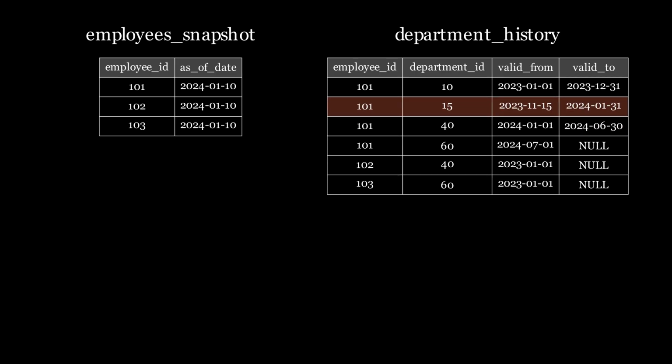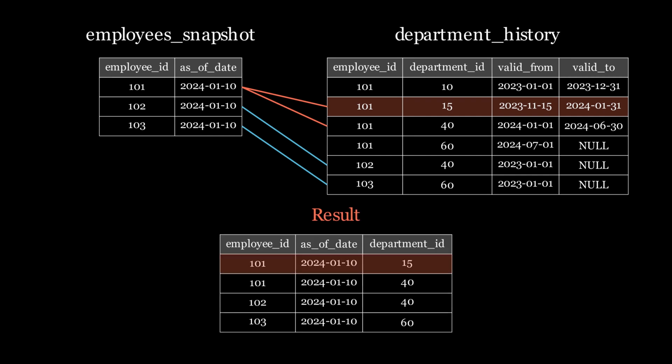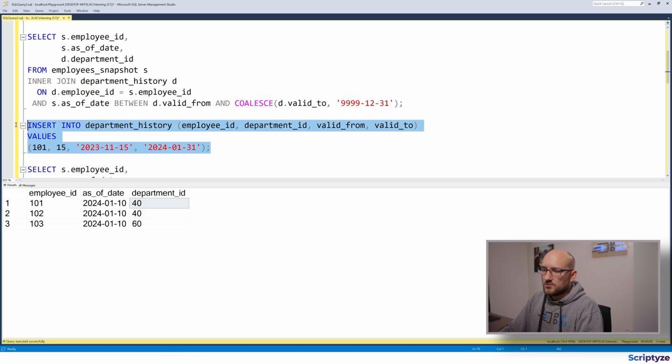Now let's create a massive overlap for 101, so 2 ranges both cover the 10th of January 2024. To simulate that, we will enter a messy entry in here where we put this employee 101 in department 15 somewhere in 2023 and 2024.